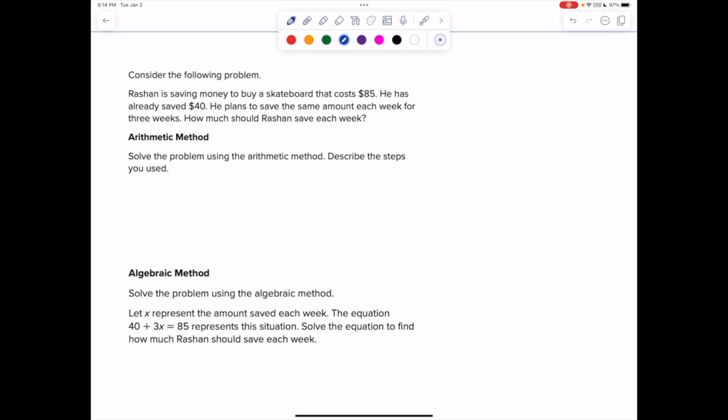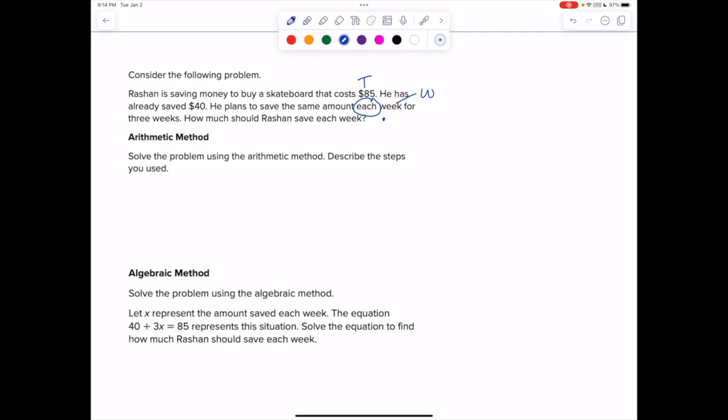Okay, so Rashawn is saving money to buy a skateboard that costs $85. What is that? That is the total, okay? So try to find those things. He's already saved $40, and he plans to save the same amount each week. So there's that hint word each that typically means multiply. Each week, this is probably going to be my variable.